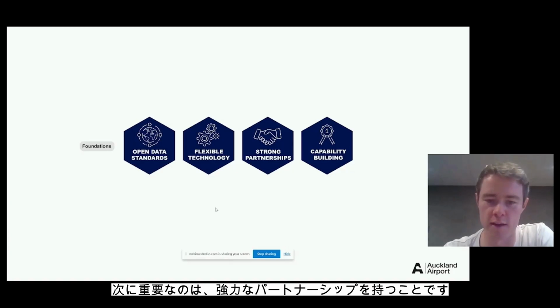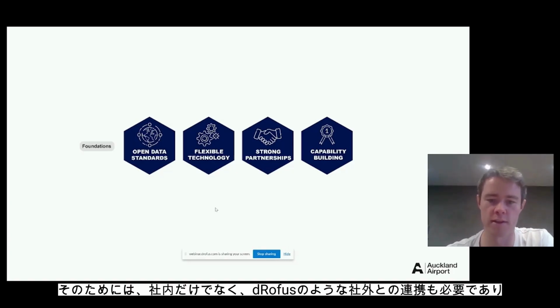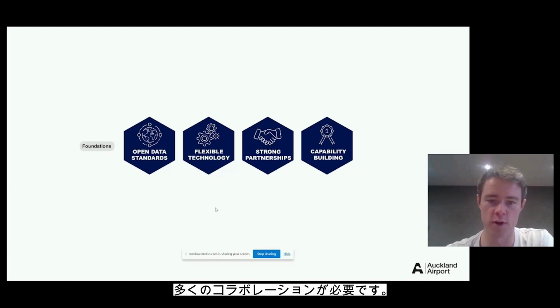The next key thing here is having strong partnerships. So that's both within the business and externally with companies like dRofus. We need to work together to be able to make this all work, because there's a lot of collaboration required.